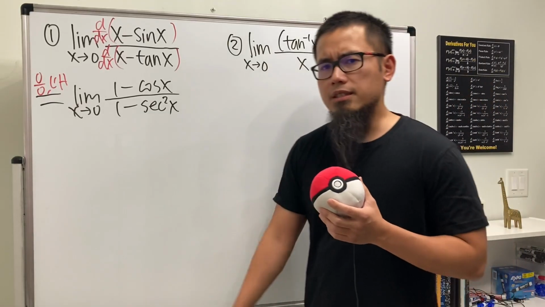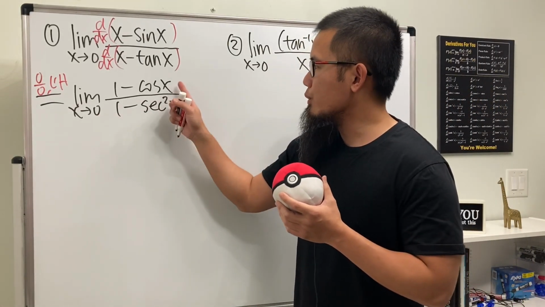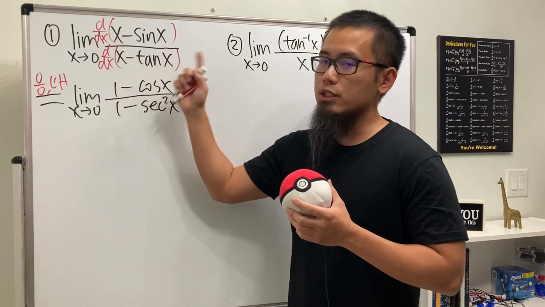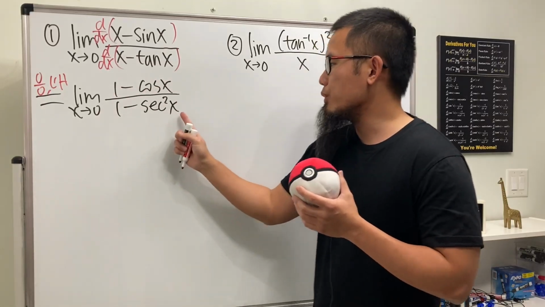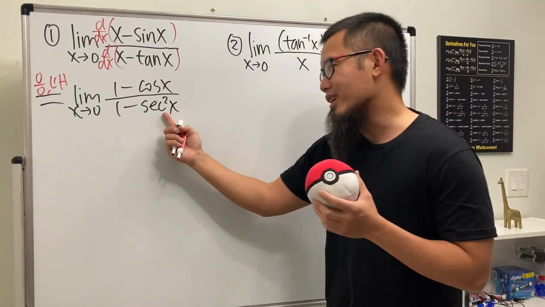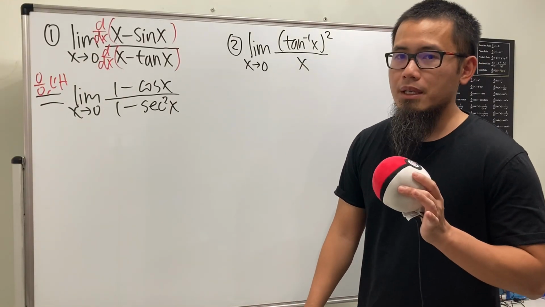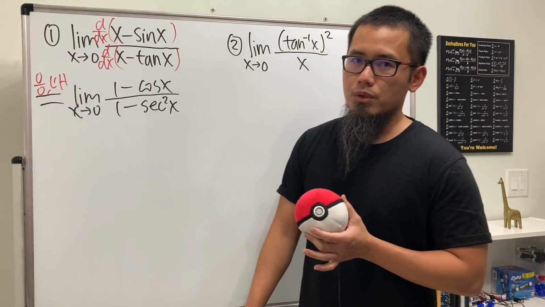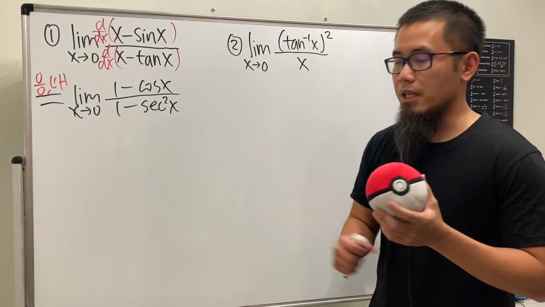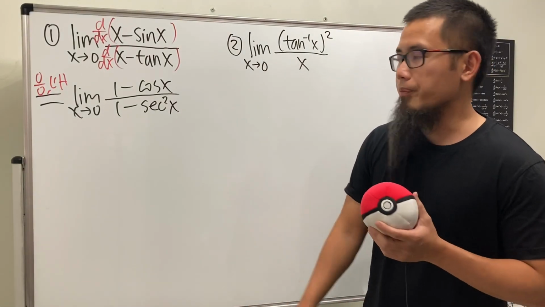And here's a small trouble. If we put 0 into cosine, we get 1. 1 minus 1 is 0. If we put 0 into secant square, that's also 1. 1 minus 1 is 0. But you know what? We can do L'Hopital's rule. Or we can just do some cancellations. So it's kind of like up to you.